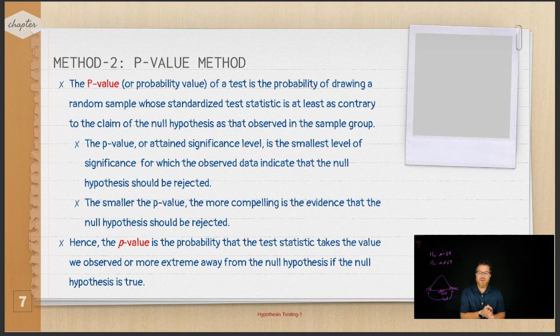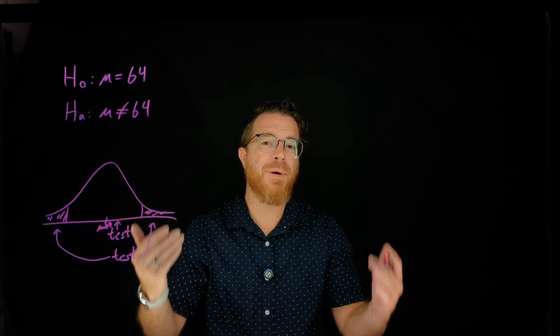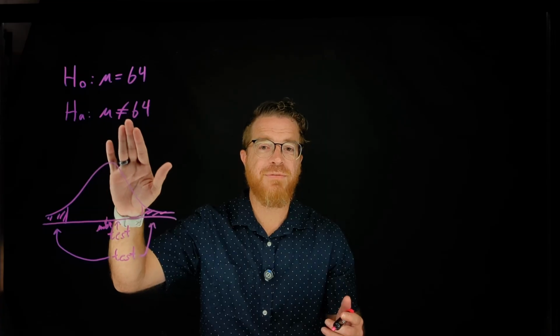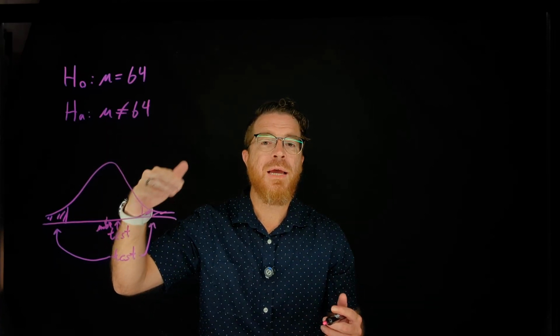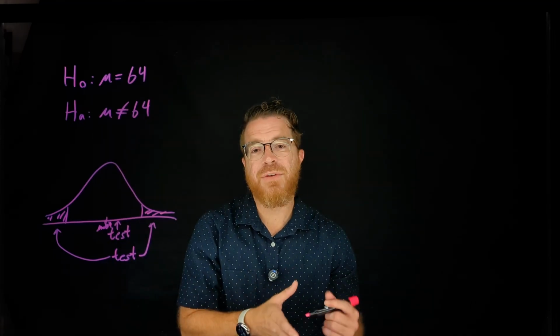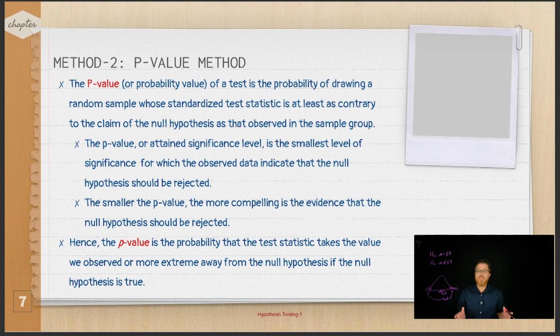So the smaller your p-value is, the more compelling the evidence is in favor of your alternate hypothesis. Because remember, the whole point of a hypothesis test is that this alternate hypothesis is what we actually believe is true. And we're trying to see, assuming that the null hypothesis is true, does our data seem to give us enough evidence to refute this initial claim? So what does this actually mean then?